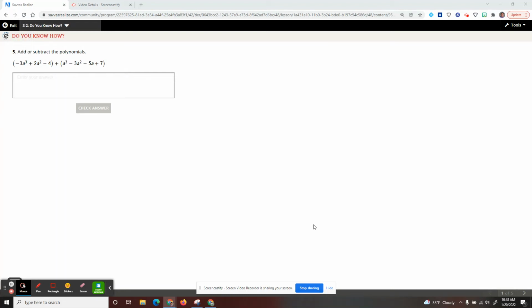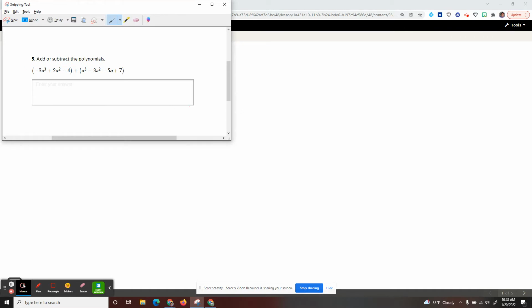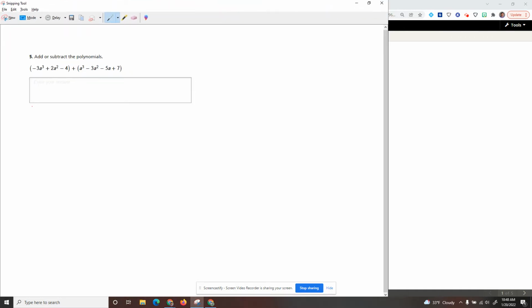All right, we're going to add these polynomials together. We are going to combine like terms. So we're going to combine the two cubic terms. Negative 3a cubed and a cubed makes negative 2a cubed.